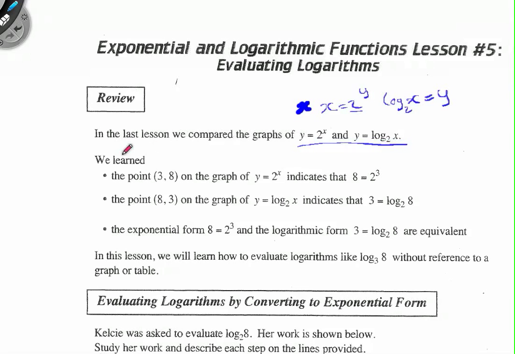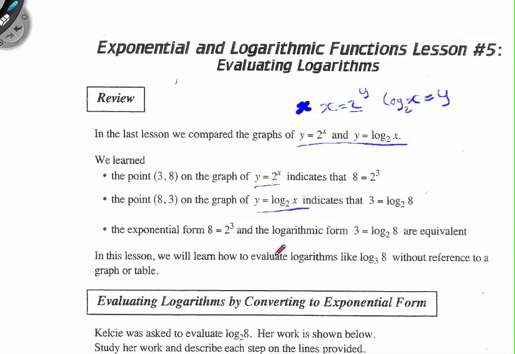Now, if the point (3, 8) lies on the graph of this, then the point (8, 3) lies on this graph, because these two are inverses of each other. This simply indicates that if x is 3, y is 8. And here it simply indicates that if x is 8, y is 3. The exponential form 8 equals 2 to the 3, and the logarithmic form 3 equals log 8 base 2 are equivalent.